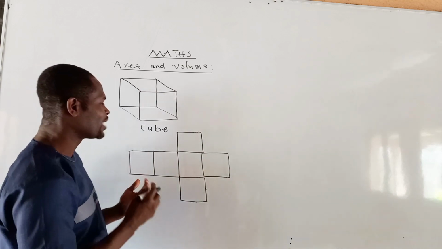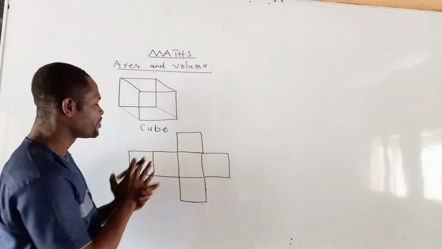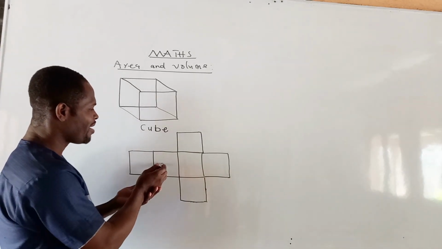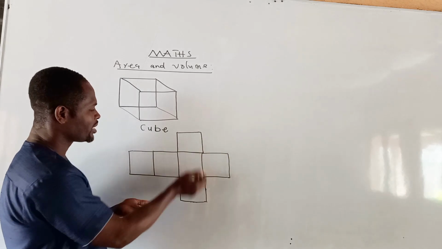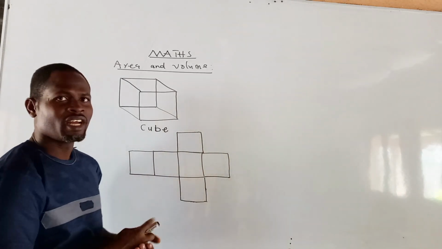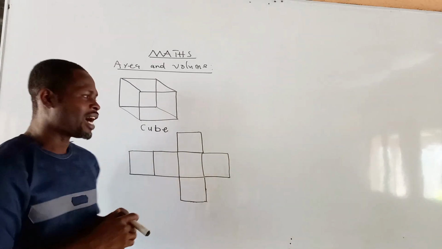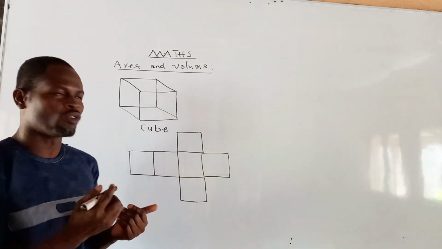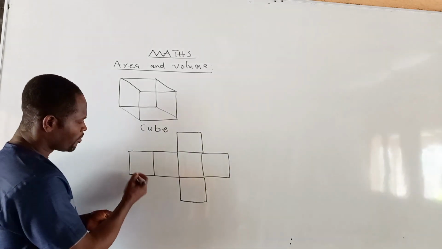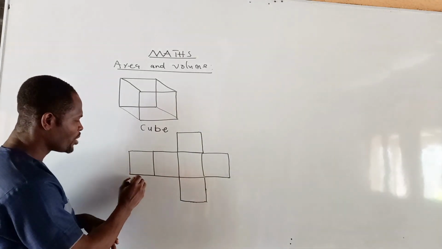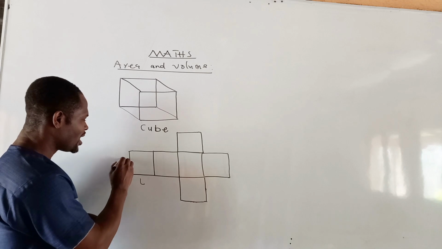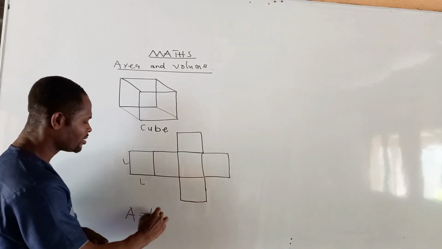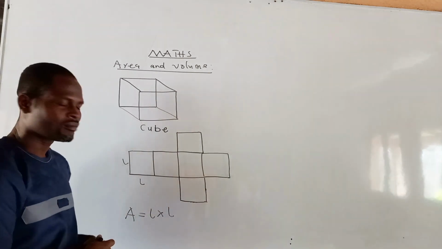Now, for us to find the total surface area of these faces, first we have to find the area of this, the area of this, area of this, area of this, area of this, and then the area of this, to know what? The total surface area. When you look at it, all the sides are equal, all the squares are equal. So, to find the area of a square, we need the length and another length, which means the area is equal to length times length.